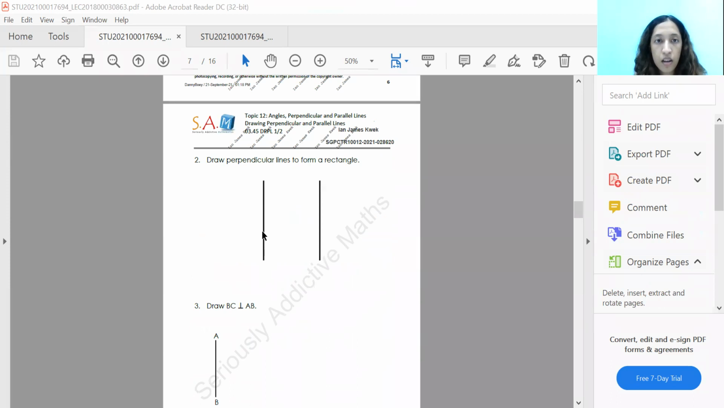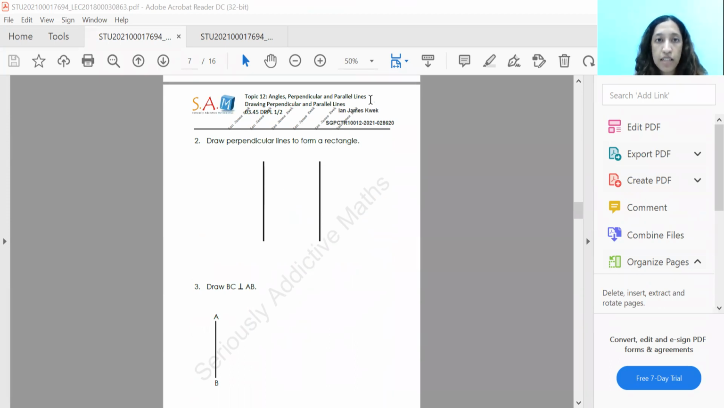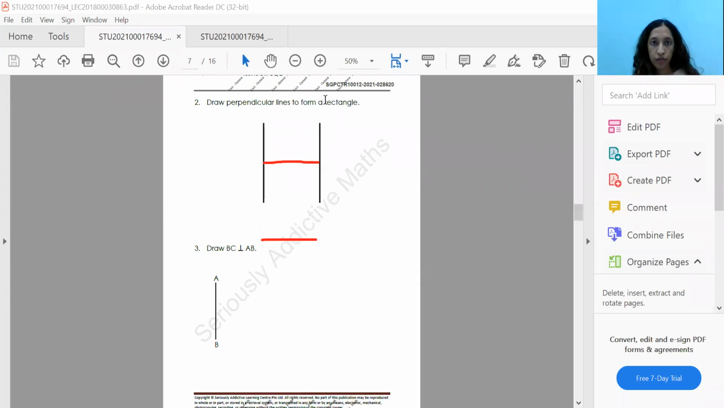Okay, so draw perpendicular lines to form a rectangle. So very straightforward for rectangles and squares, very straightforward. They all form perpendicular lines. So you just have to connect them. So use a ruler and connect them nicely, all right? Okay, draw BC perpendicular to AB. Okay, so I would like all of you to do this for me now. BC perpendicular to AB. All right, so we could put over here. BC perpendicular to AB. There we go.